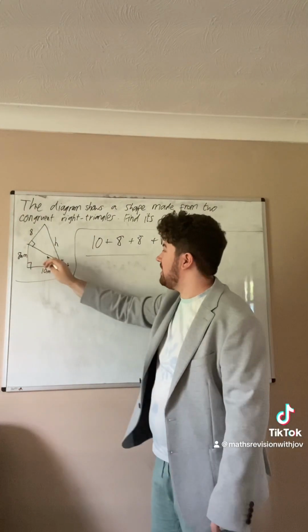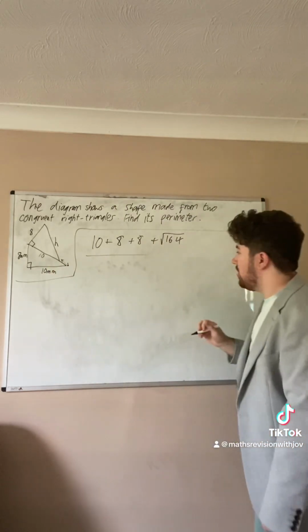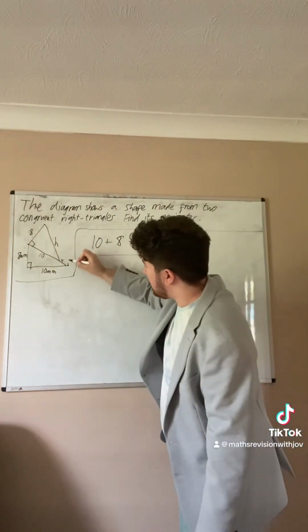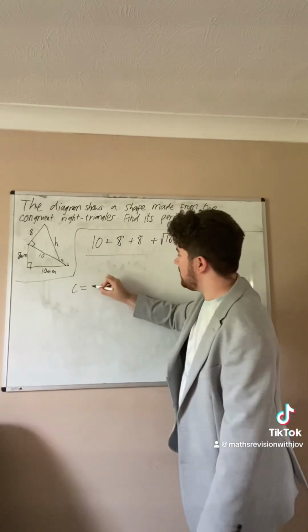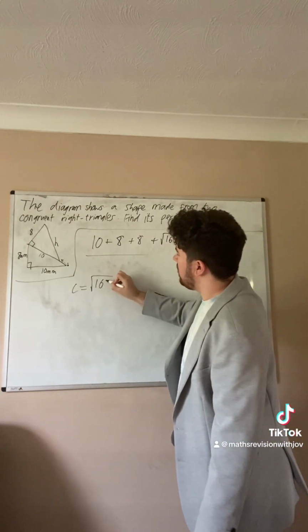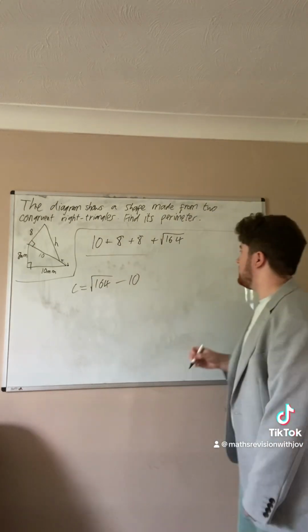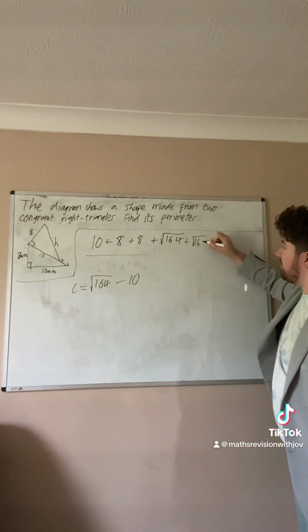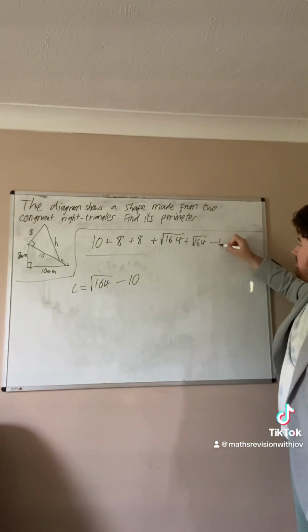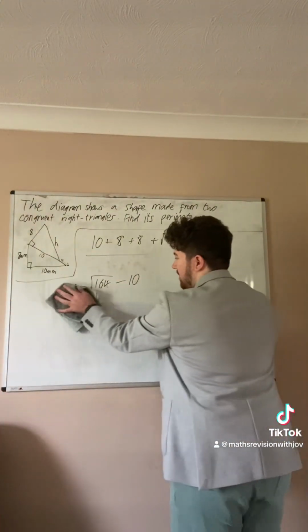The base over here, well, that's just going to be 10, which means that this little section here, I'll call it c, is actually equal to the hypotenuse, square root of 164, minus 10. So we can go ahead and add that on. So we've got plus square root of 164 minus 10. I'll go ahead and rub that out as well.